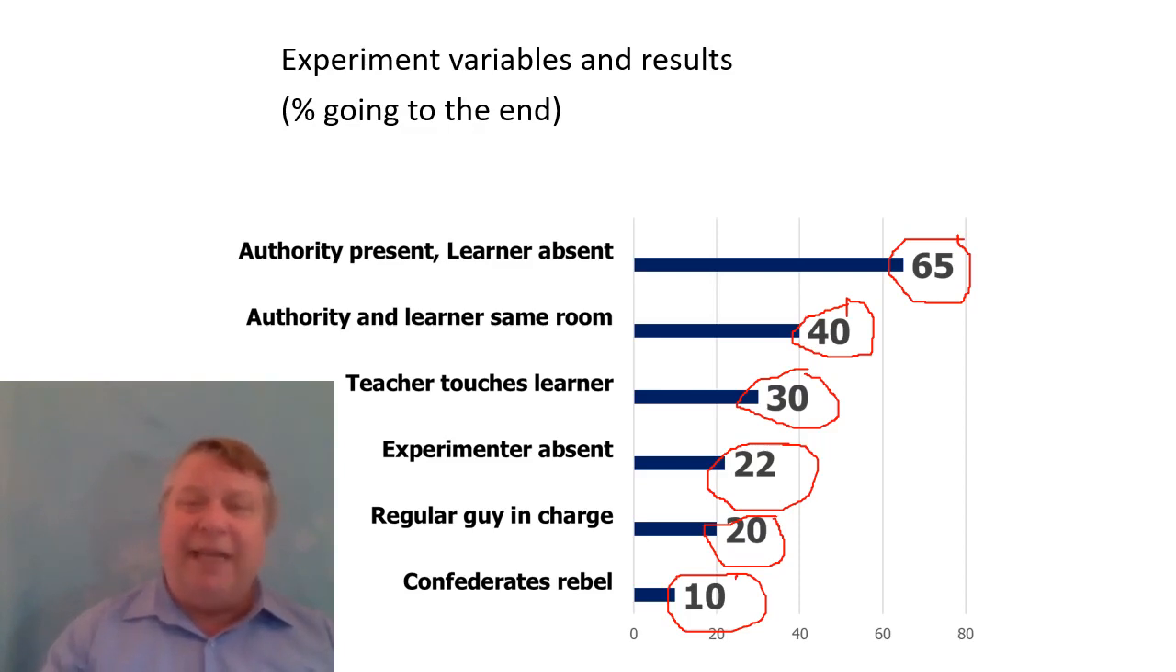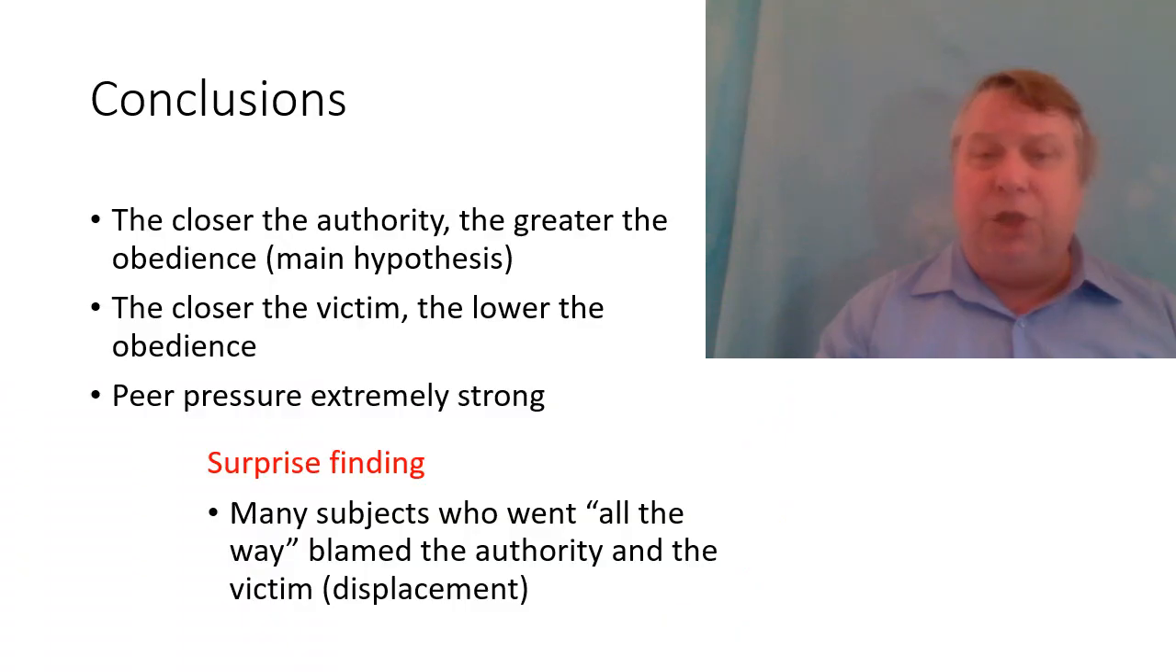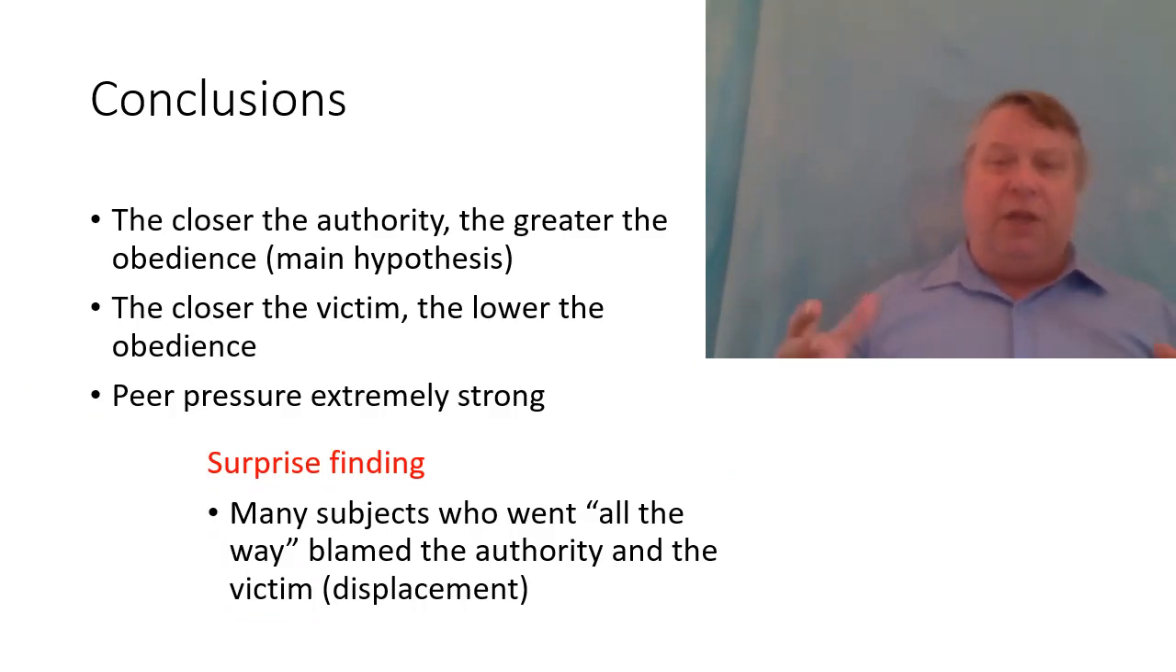So what we find is 2 things. The closer the authority, the greater the obedience. This was, of course, Milgram's main question or hypothesis. He believed that an authority figure had to be close to the teacher. In this case, the teacher, the person doing the punishment.